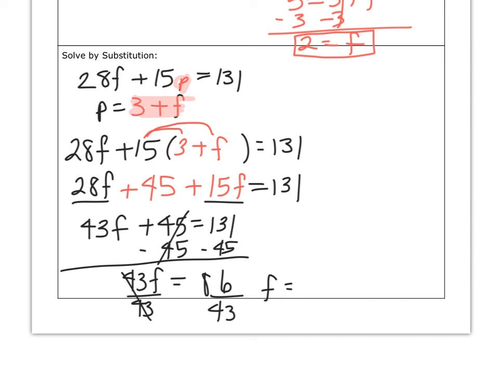All right. So finally, what do I need to do to solve for the plain shirts? Yeah, we're going to substitute that F back in, right? So here I've got P equals 3 plus F, but F is what? 2. So P is equal to 5. So I have 5 plain shirts.